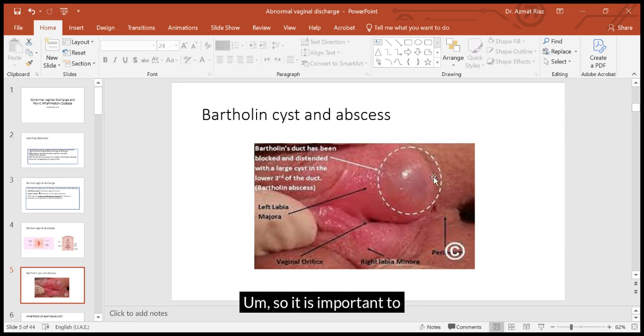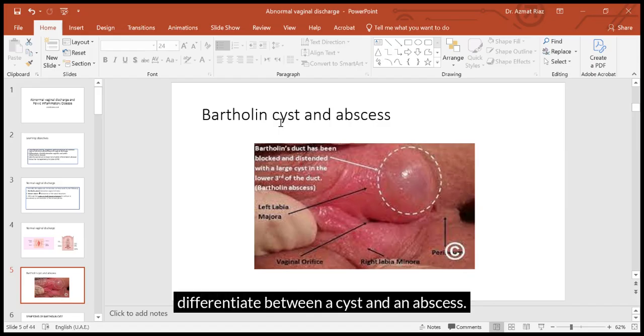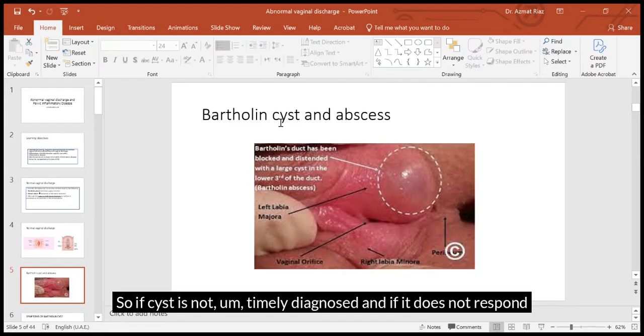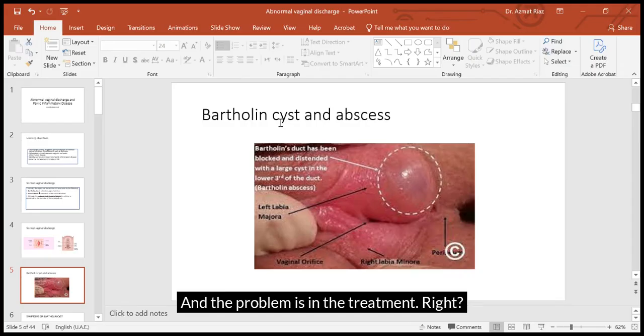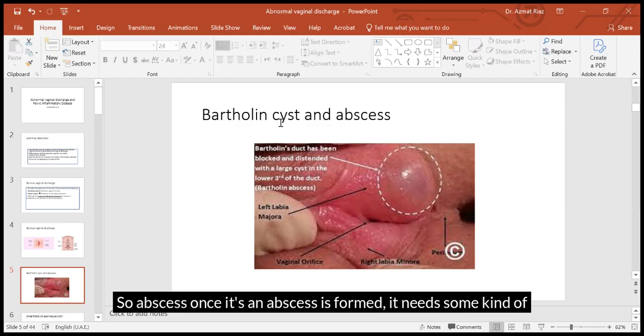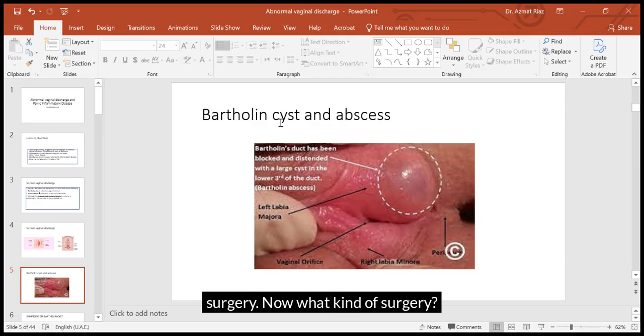Okay. So it is important to differentiate between a cyst and an abscess. If a cyst is not timely diagnosed, and if it does not respond to treatment, it can convert into an abscess. And the problem is in the treatment, right? Once an abscess is formed, it needs some kind of surgery. Now, what kind of surgery? We will discuss that.